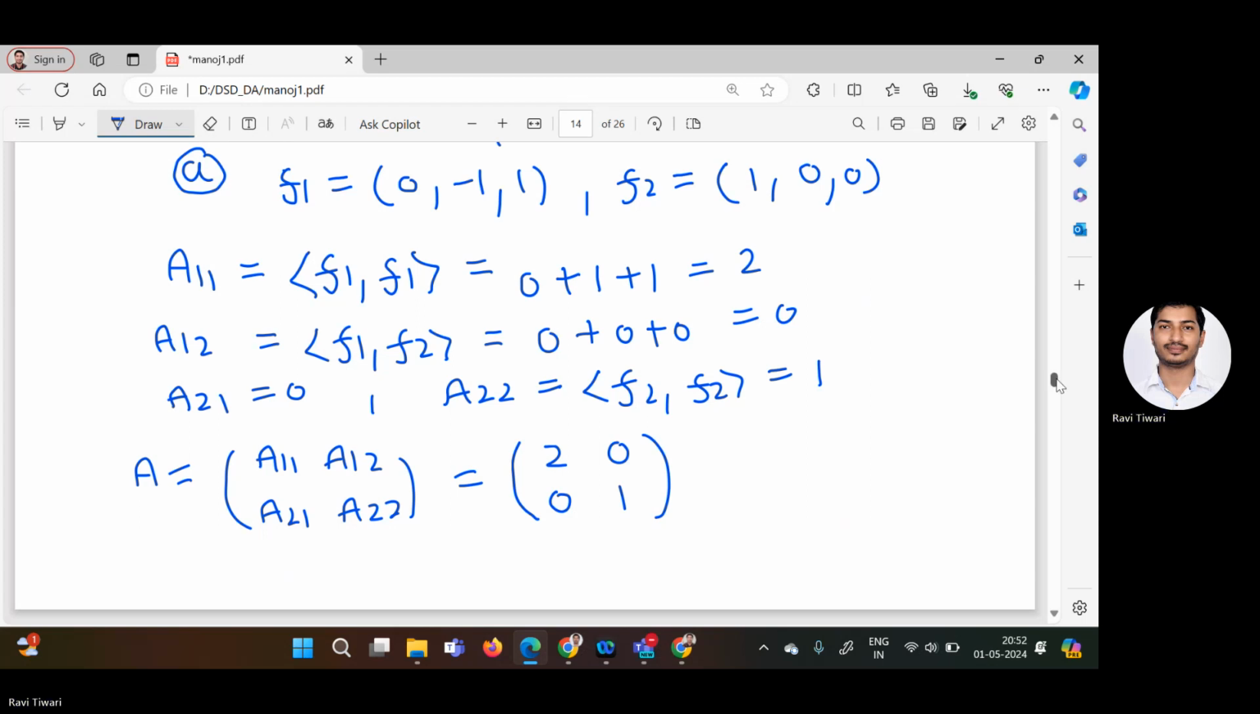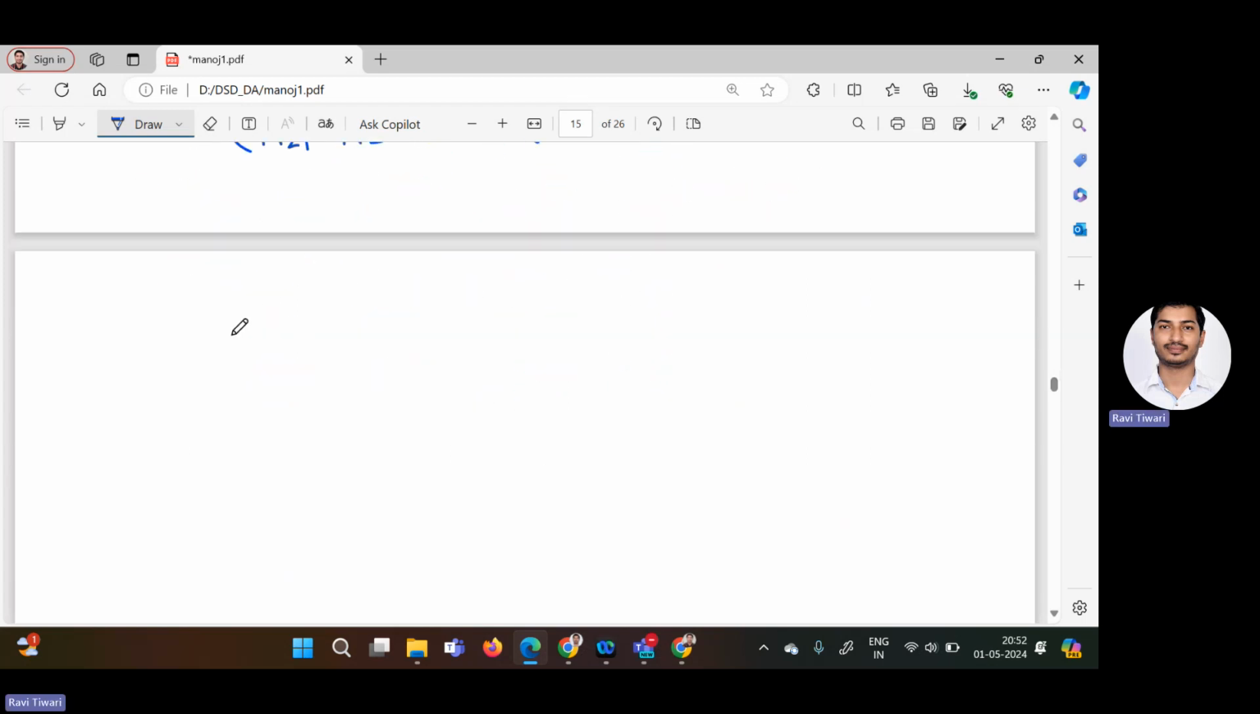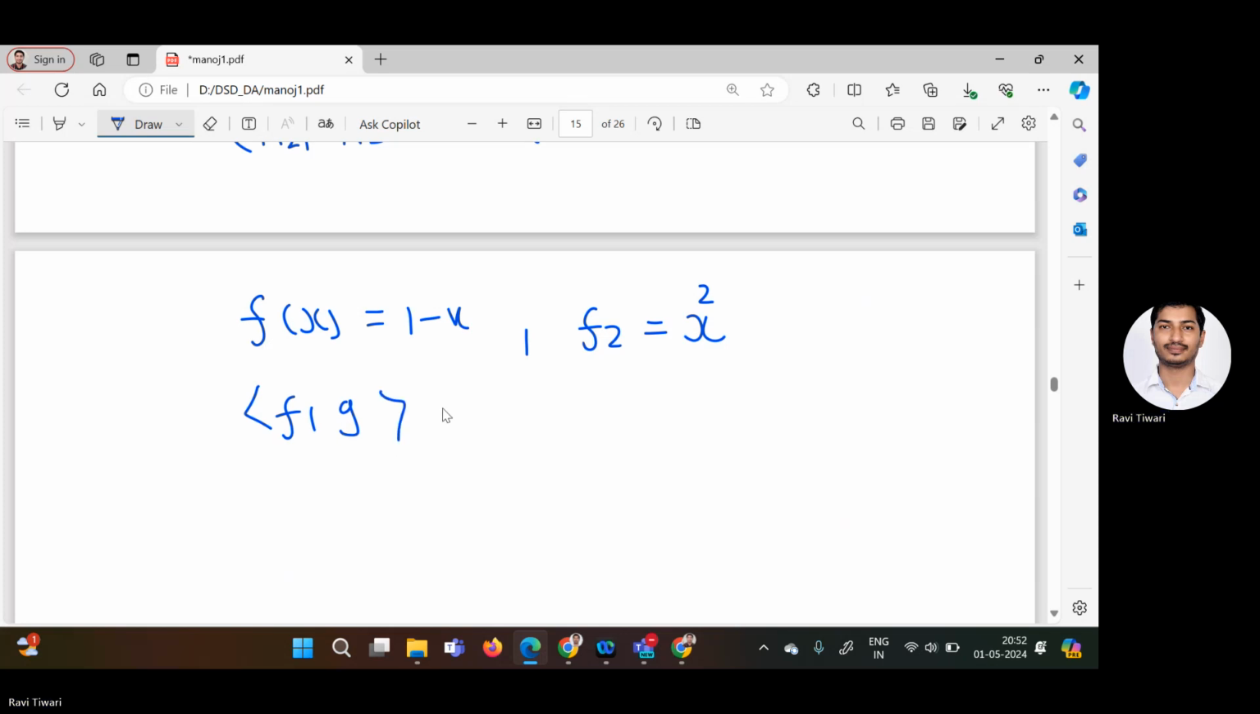Same question. Now you are aware. Suppose f1 was given to us as 1 minus x, and the second function f2 was given as x square. In case they have given you a different kind of inner product space, like f comma g is defined as the integral from, say, minus 1 to 1 of f(x) into g(x) dx, then how will you calculate the matrix representation? One only I will calculate, the remaining you can calculate.